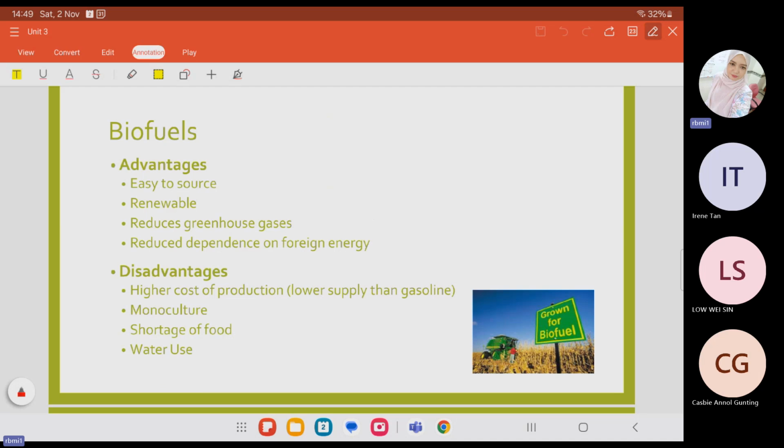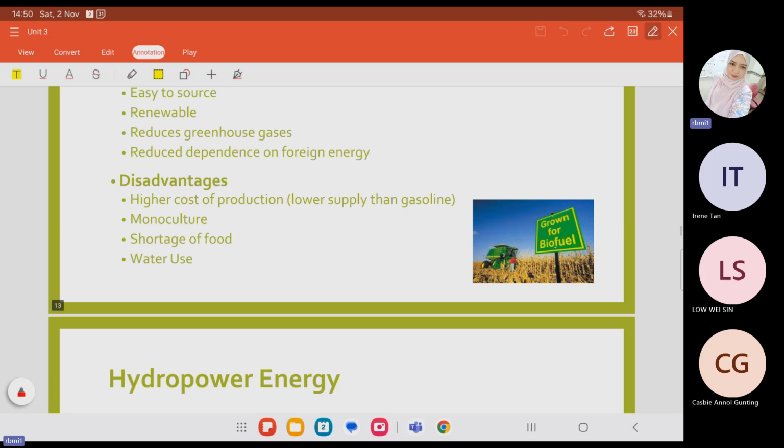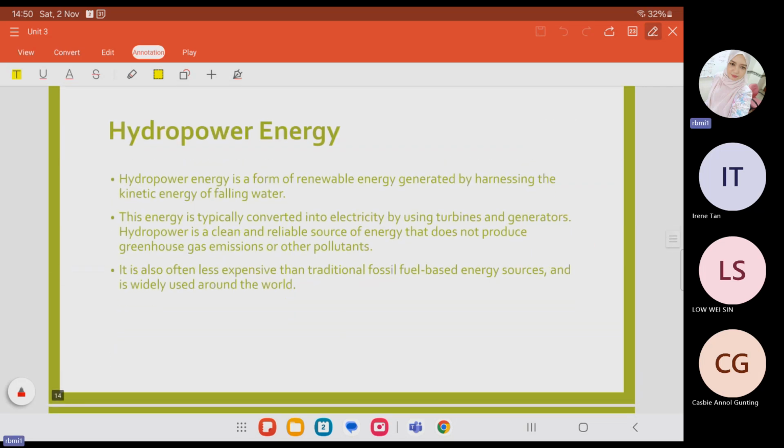But for the disadvantages, we need a higher cost of production and there is a lower supply than gasoline. There is also the monoculture, the cultivation of a single crop at a time, causing industrial pollution, and it can cause some shortage of food, and in terms of water use, some adverse environmental impact. For example, as you can see in this figure, these crops are grown for biofuel purposes. Okay, next we go to hydropower energy.